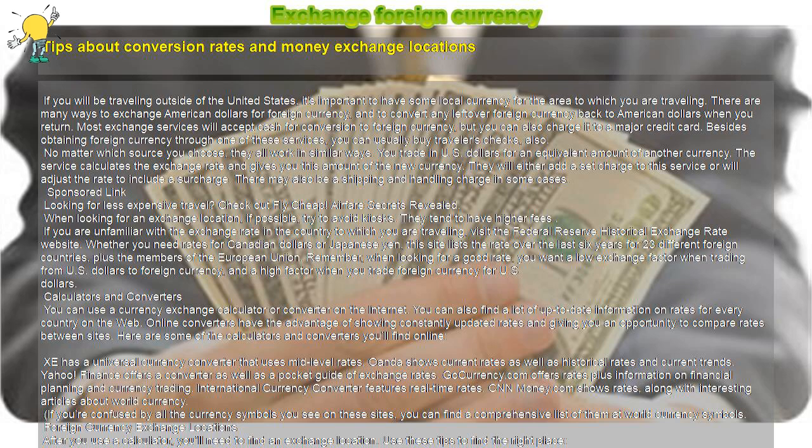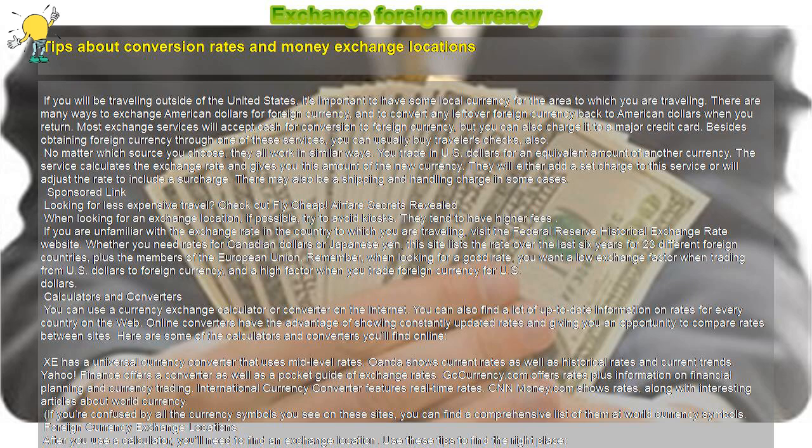Calculators and converters. You can use a currency exchange calculator or converter on the internet. You can also find a lot of up-to-date information on rates for every country on the web. Online converters have the advantage of showing constantly updated rates and giving you an opportunity to compare rates between sites. Here are some of the calculators and converters you'll find online.